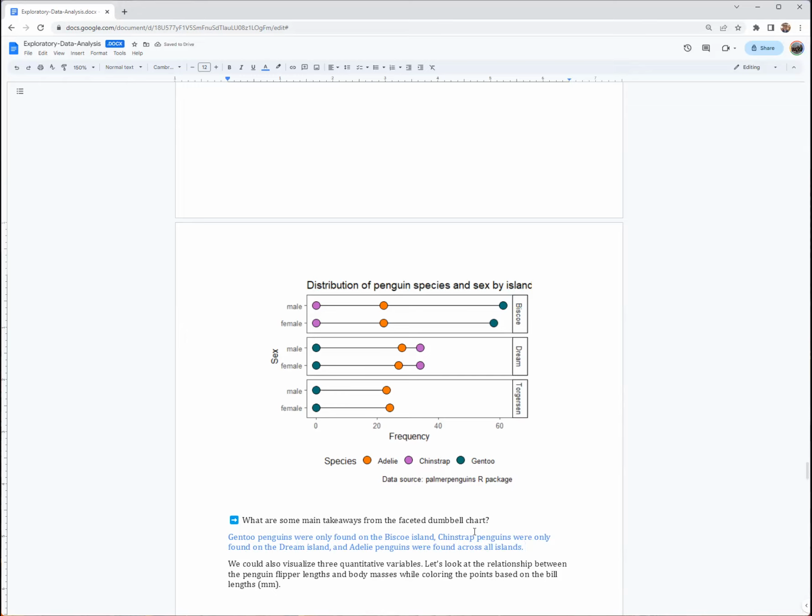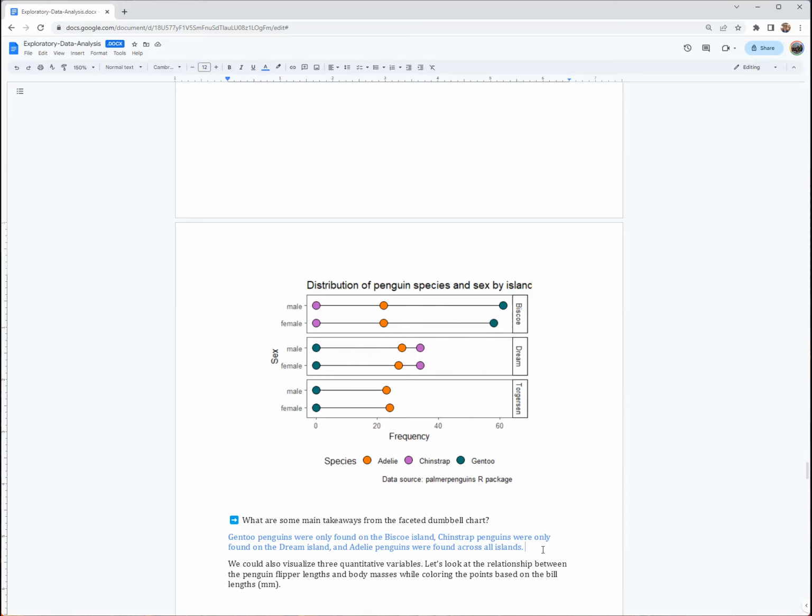Okay, what about the distribution of the sex of the penguins within each of these combinations? Well, there's not much to take away here because the main takeaway is that it's very similar. The number of male and female Adelie penguins is pretty much the same on Biscoe Island. It's pretty much the same on Dream Island. It's pretty much the same on Torgersen Island.